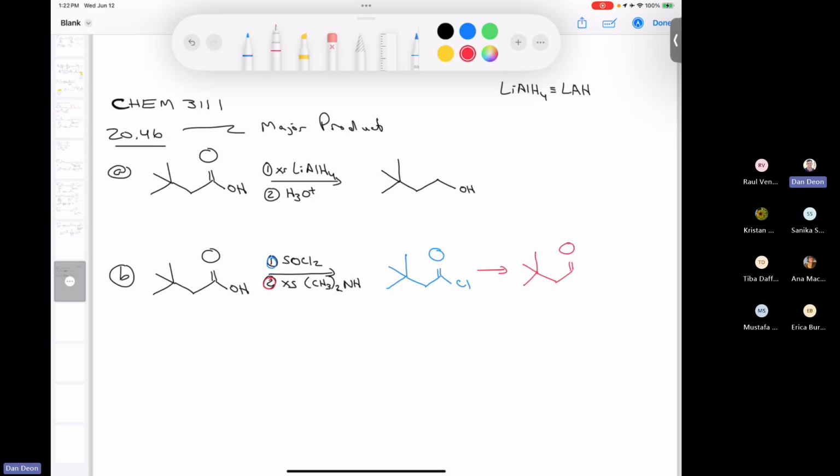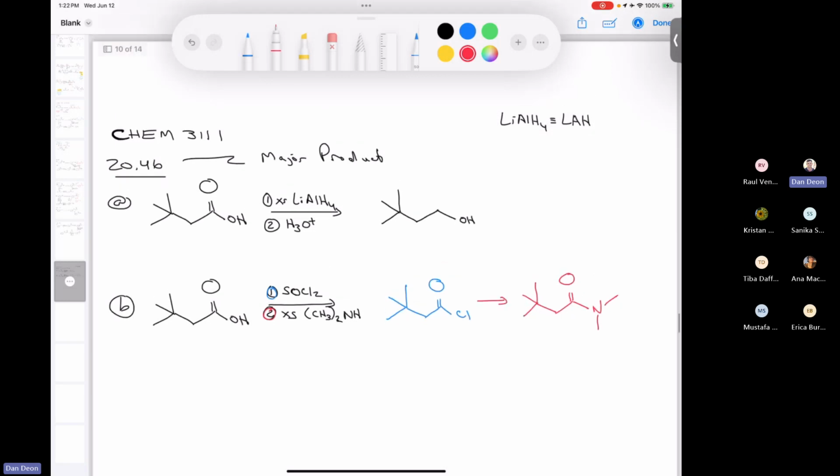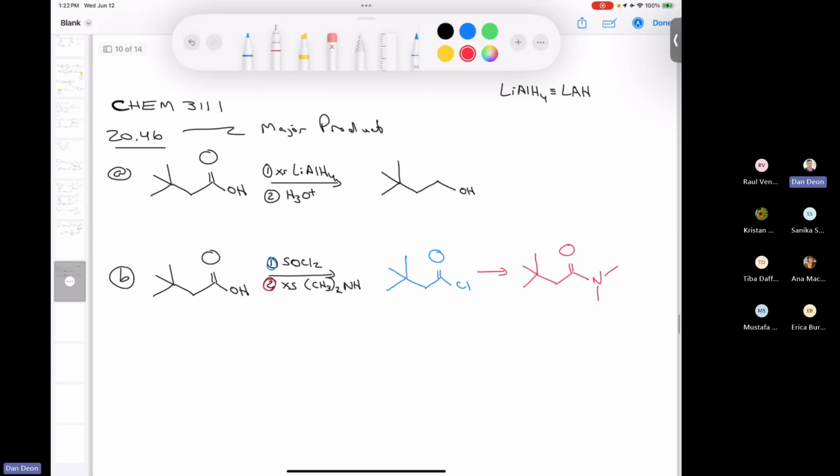So we have our carbonyl, that doesn't change. But now instead of this oxygen, we're attached directly to the nitrogen, and we have our two methyl groups. All right, so instead of writing CH3, I'm just going to put the two methyls as a bond line structure like that.